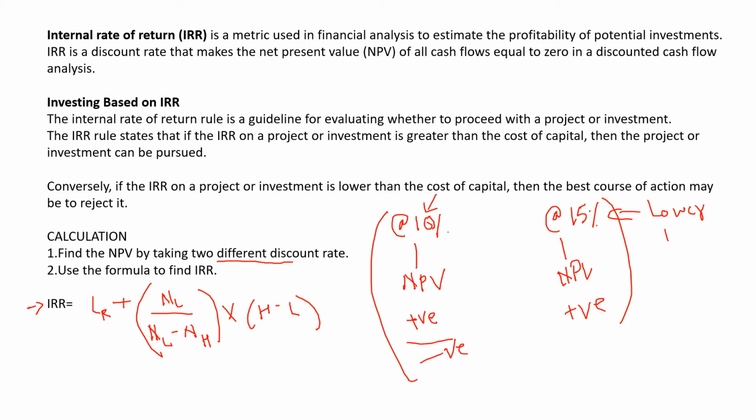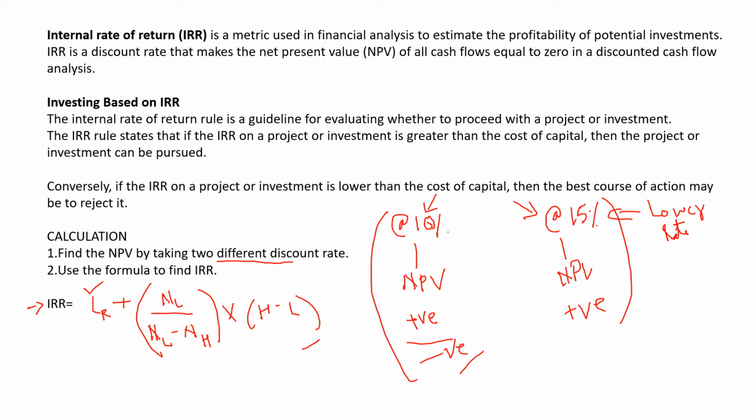Okay, for the lower rate, we will be taking it while finding the NPV the next time. If it turns out to be negative the first time, we will take a lower rate. Understood? Then we will use the formula to find the IRR, that is the lower rate plus the NPV of the lower rate divided by the NPV of the lower rate minus the NPV of the higher rate, into higher rate minus lower rate. Clear? I hope this formula is clear.